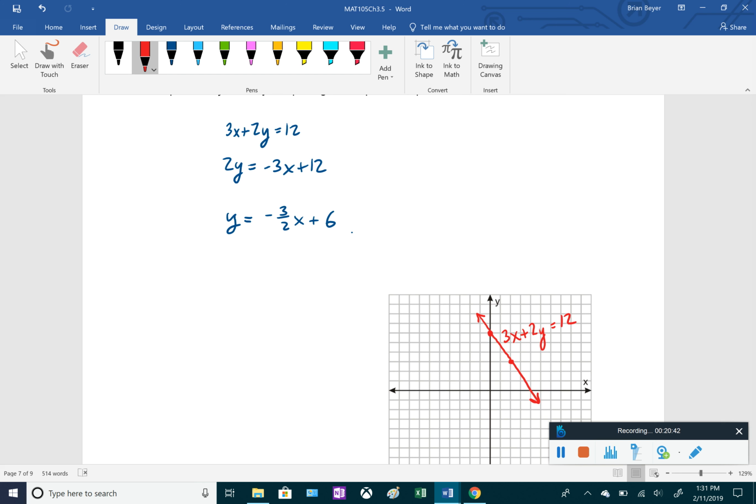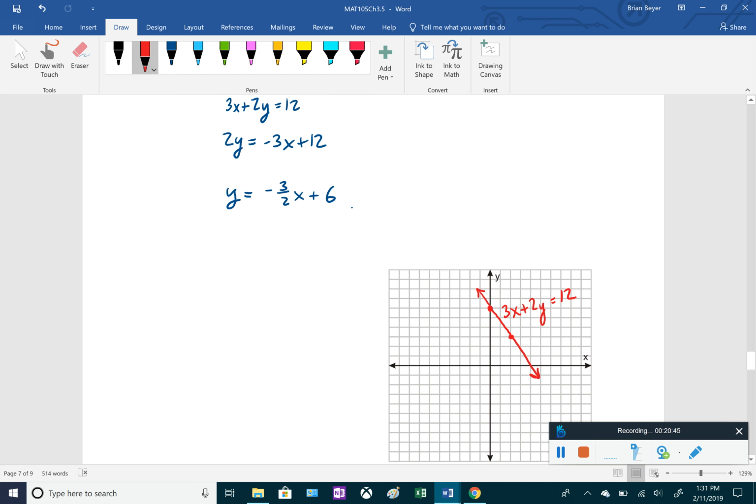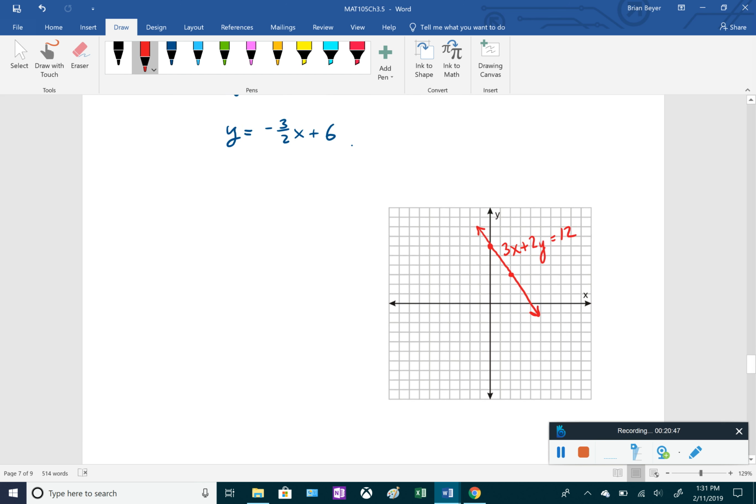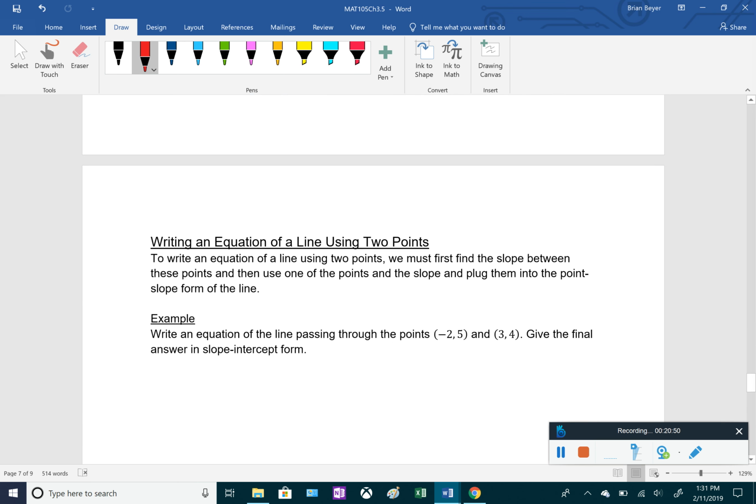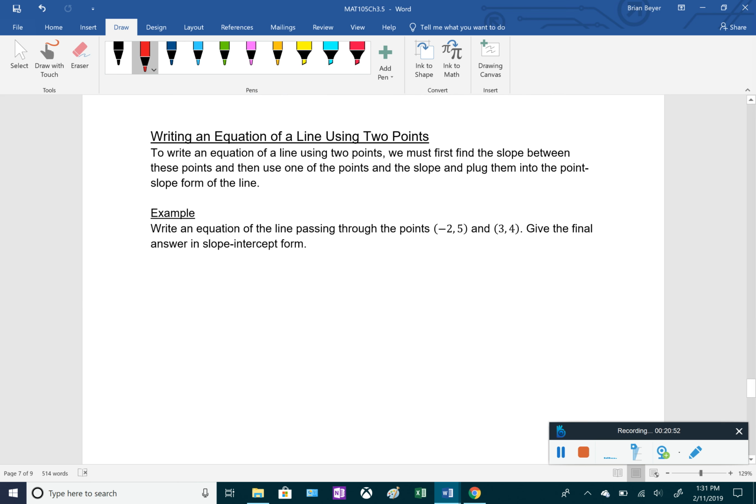We just have to add the x term to the other side and then divide by whatever the y coefficient is. Okay, and then for the next thing here, let's write an equation of a line using 2 points. So this time we're going to be given 2 points that the line passes through, and then it's just going to say come up with an equation that passes through those 2 points. So to do this, we have to first find the slope between those 2 points. And then we're going to use one of the points as our x1, y1, and then plug them into the point slope form.